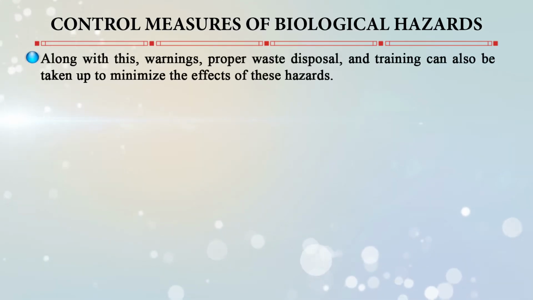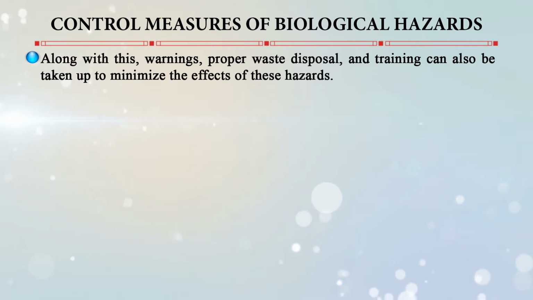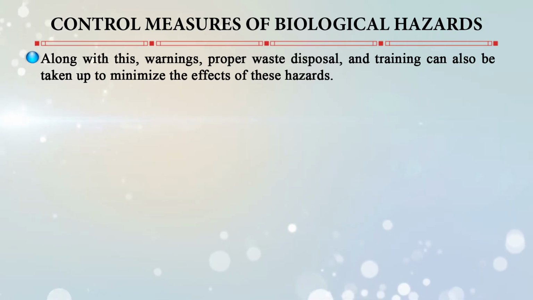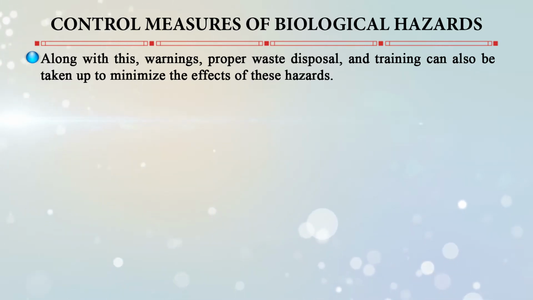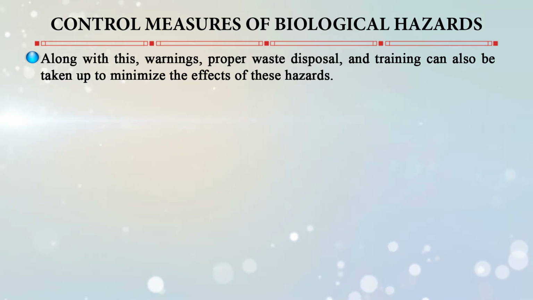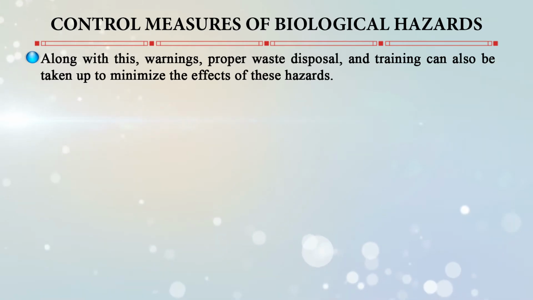Now, basically there are three approaches for controlling biohazards. The first one is to look at the engineering controls. If a hazard is not controlled or treated by the engineering method, then we can go to the next step, the second one, which is also referred to as the administrative approach. If the hazard still persists, then the last option is to wear personal protective equipment. Along with this, warnings are also given to the people and the public. Proper waste disposal is also maintained, and training and awareness can also be taken up at community level and at the district and national levels to minimize the effects of these hazards.